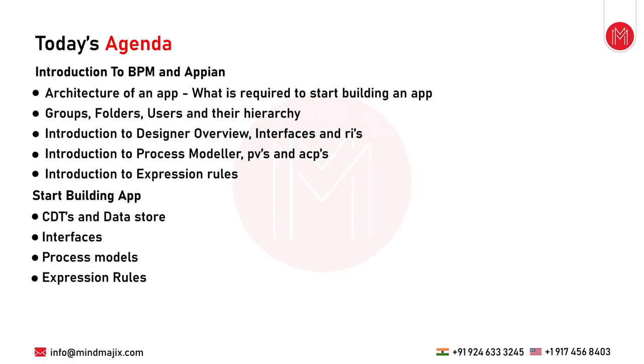Today's agenda is, first of all, to discuss the architecture of an app and what is required to start building an app in Appian. Then we'll follow with groups, folders, users, and their hierarchy, which is the base of the Appian application. Then we proceed with designer overview, interfaces, and RIs, so that users will be able to create design structures and UIs. Then we'll follow process modelers and their parameters, like PVs, which are process variables, and ACPs, which are activity class parameters, described in a later part.